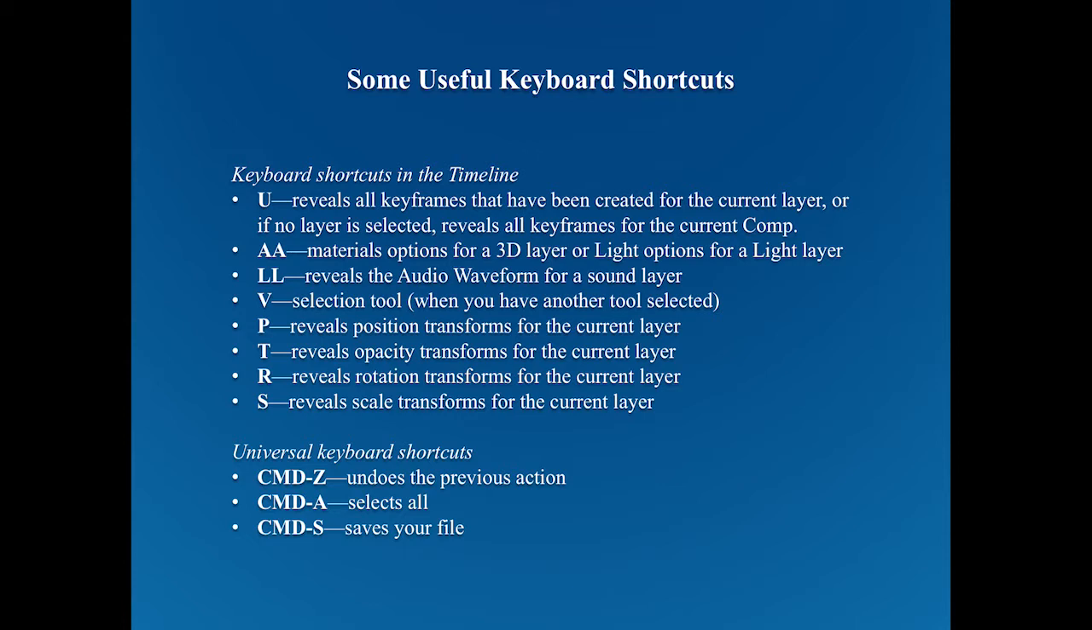If you have a 3D layer selected and you press AA quickly, the material options for the 3D layer or the light options for a light layer will be displayed, and you can select if you want it to cast shadows, for example, or if you want it to be extruded.